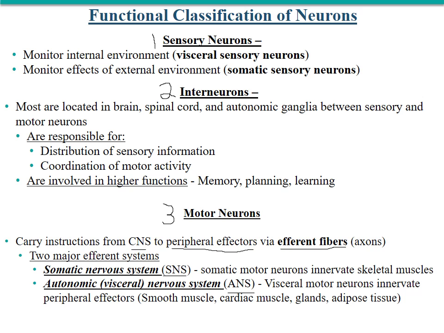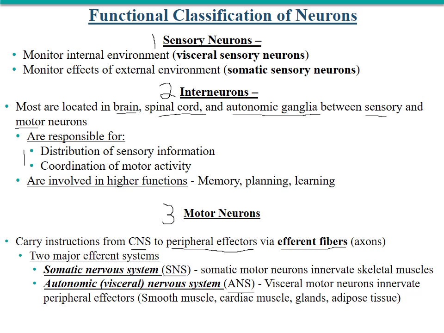The second one that we skipped for a minute there was the interneurons. The interneurons I skipped because they're less common than the sensory neurons and the motor neurons. Most of them are going to be found in the brain, the spinal cord, and in the autonomic ganglia that exist between sensory and motor neurons. All of the interneurons are responsible for one of two things. Their job is either to distribute sensory information to different areas or to coordinate the motor activity that is sent out from the central nervous system in response to some of that sensory information that came in.